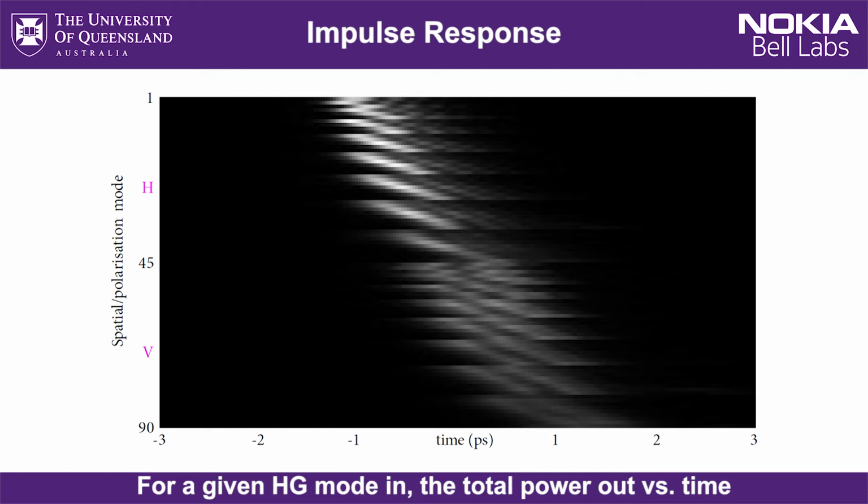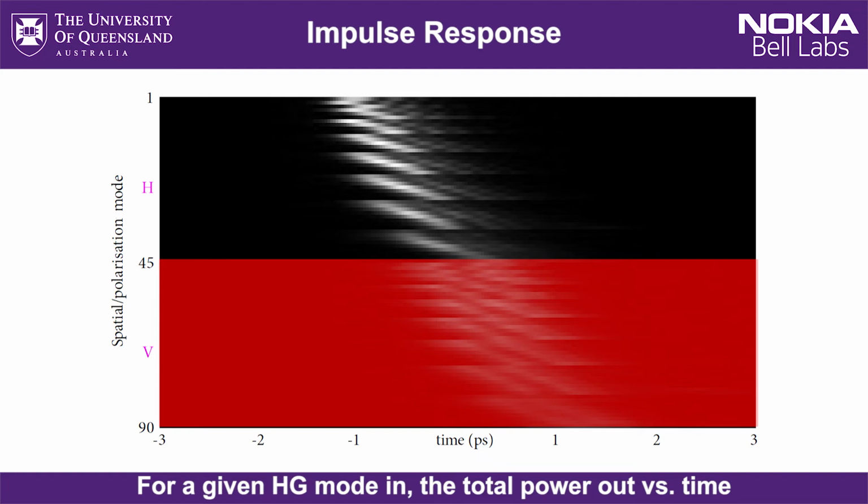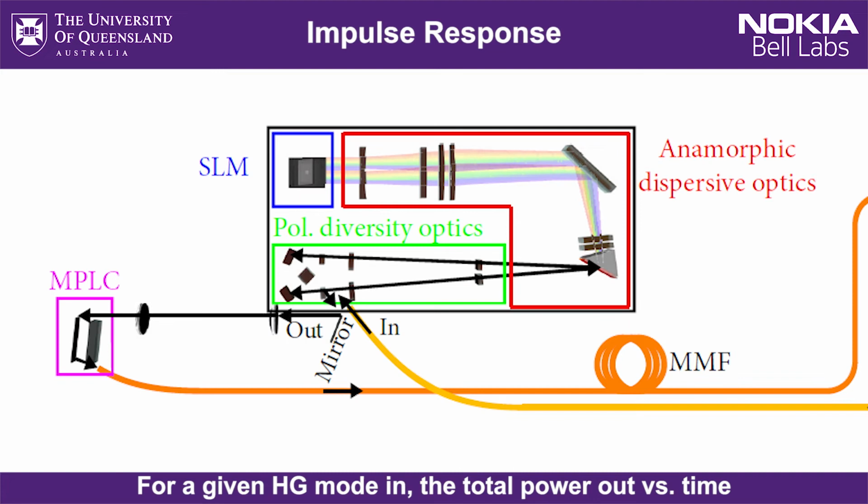This plot's a measure of the impulse response for each of the 90 input modes to the device. The top 45 in the plot are the horizontal polarization and the bottom 45 are the vertical polarization. Again, we're working in the Hermite-Gaussian basis. There's contributions to these impulse responses both from the spectral pulse shaper subsystem itself and also the multimode fiber. The MPLC subsystem shouldn't really have any mode-dependent delay, at least none that's resolvable within the bandwidth of the device.